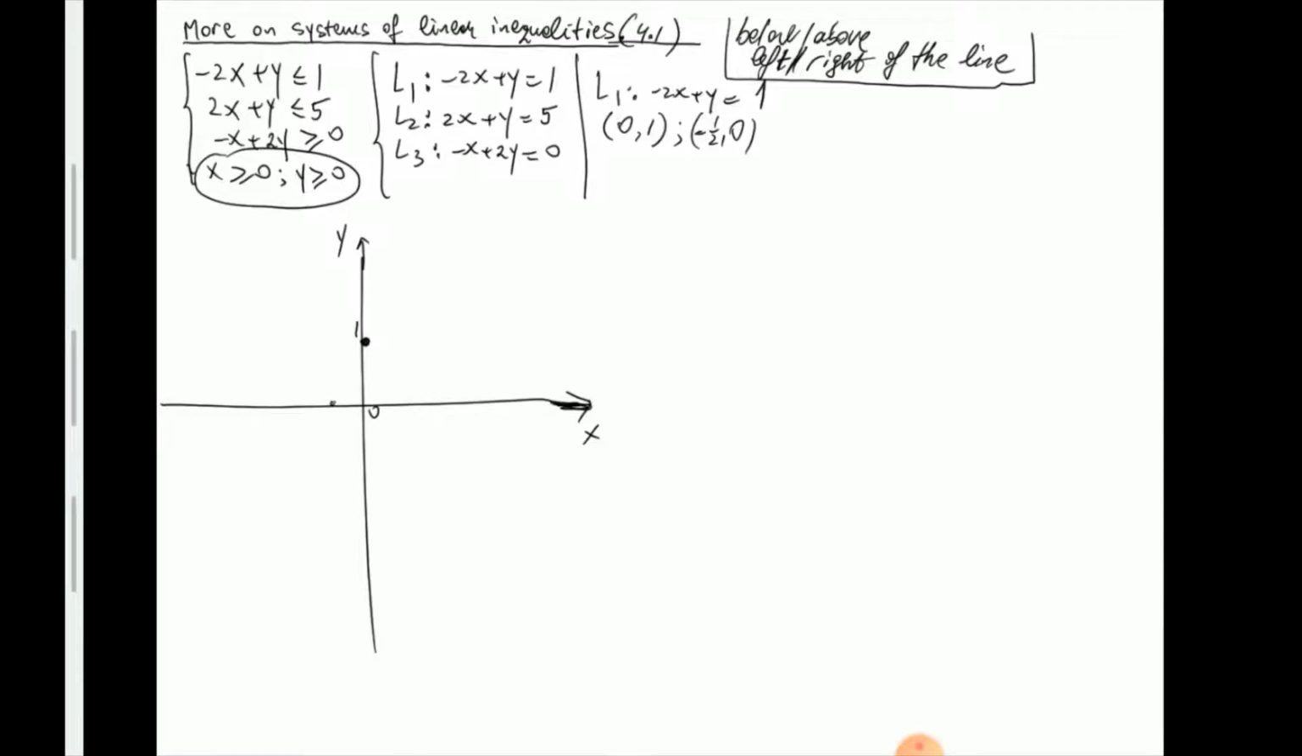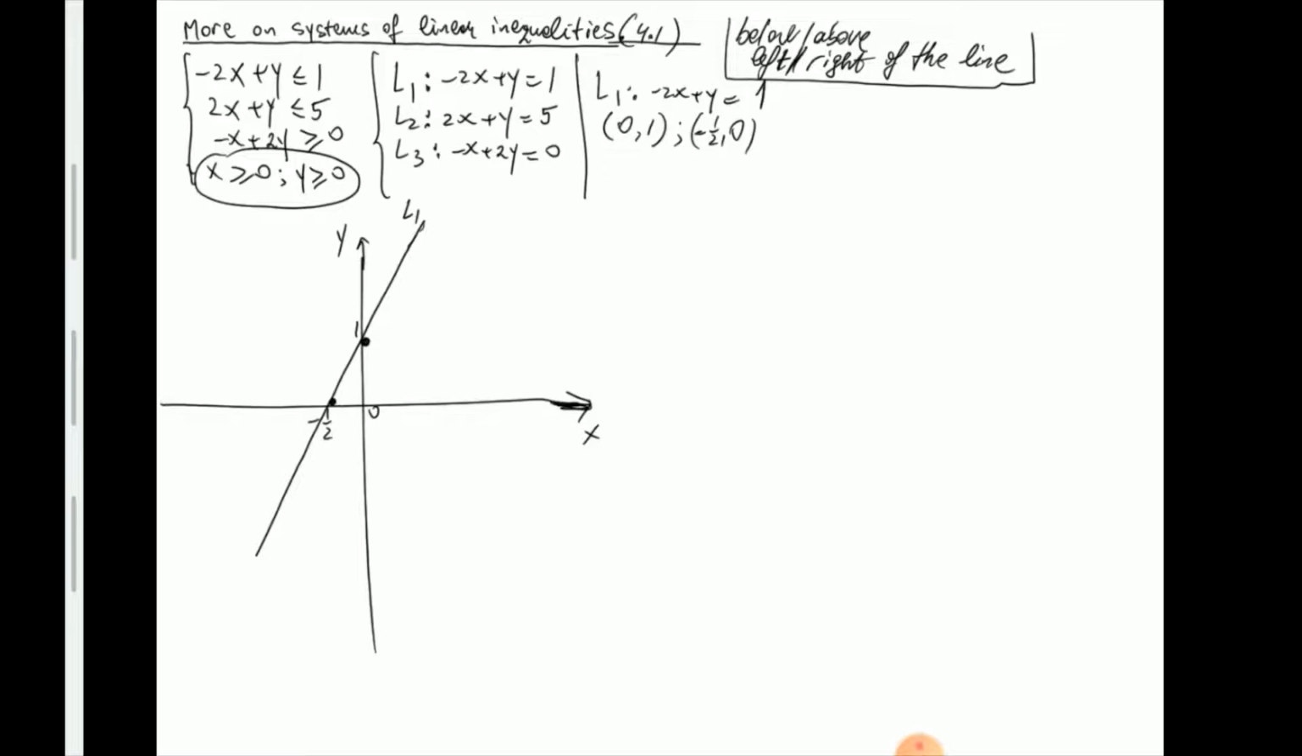That's going to be over here. So that's x minus 1 half and y is 0. So that's the other point. And let's draw the line that connects these 2 points. All right, so that's going to be L1. And let's label it as well.